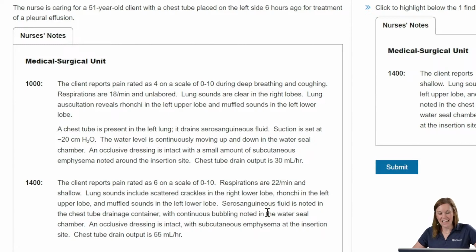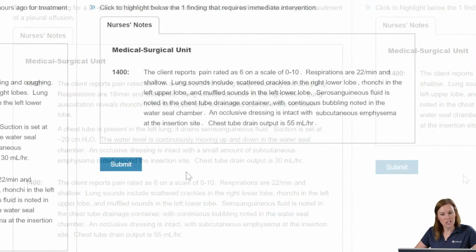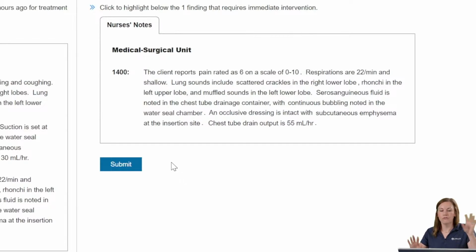Just hang in there. Okay, so we're going to move over to the left side of our screen. So the question is asking us, first of all, I'm seeing we need to know how a chest tube works to answer this question. So we need to think about what is expected in terms of what a chest tube should be doing and what's not expected. And so we'll walk through this question and do it that way. Okay. So this is saying, click below to highlight the one finding that requires immediate intervention. So our one thing that is, this is not right.